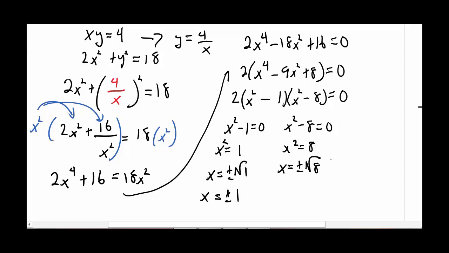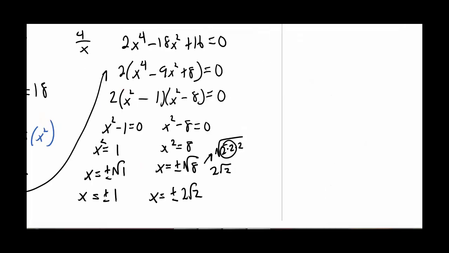And if you remember, square rooting is about pairs. 8 is 2 times 2 times 2. I have a pair of numbers, so I'm going to take one of those out. So I get plus or minus 2 square root 2. Okay, so in total, I actually have 4 x values, which means I'm going to have 4 corresponding y values in this graph. Okay, so we're going to just do them independently here.